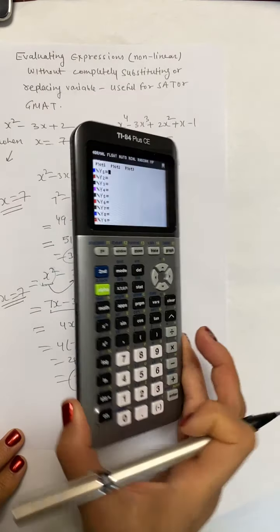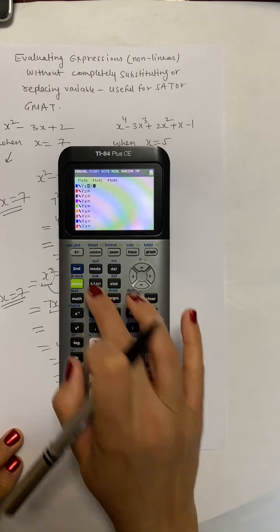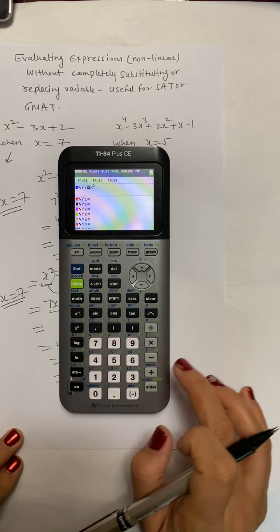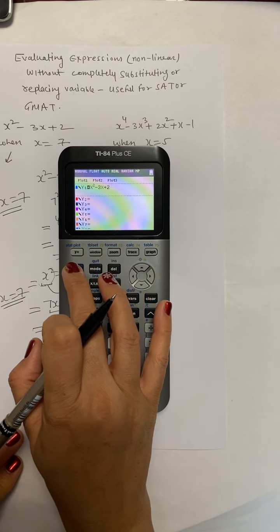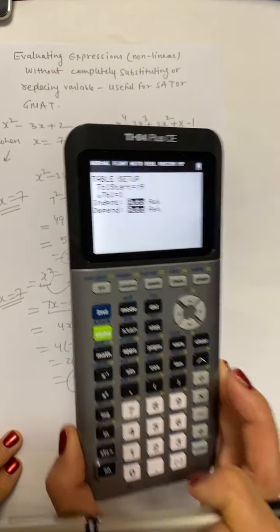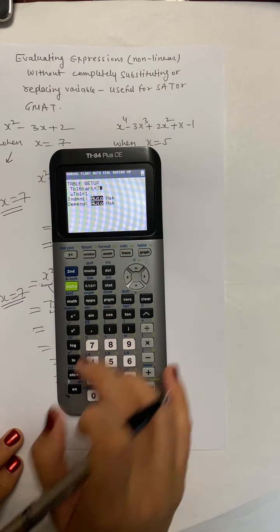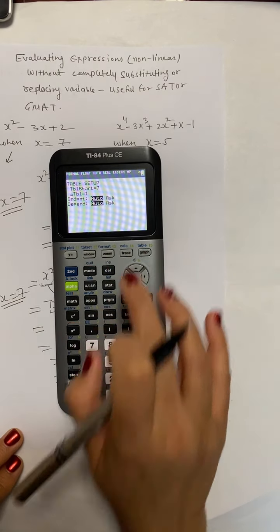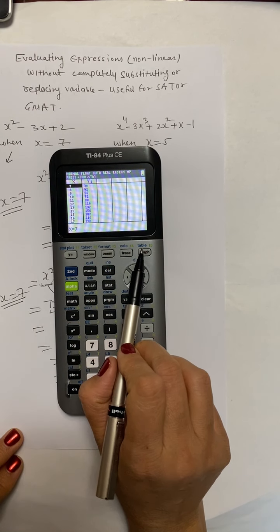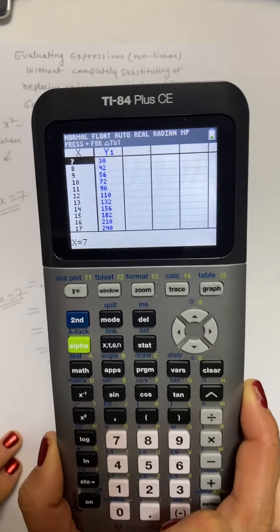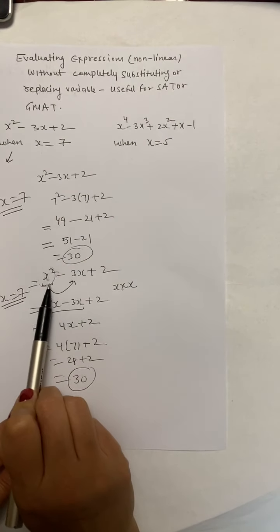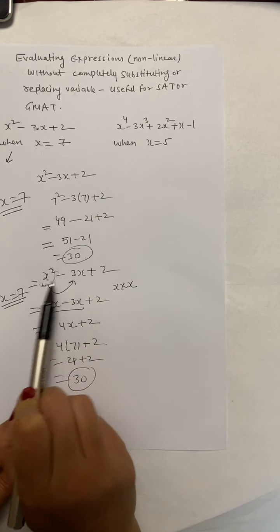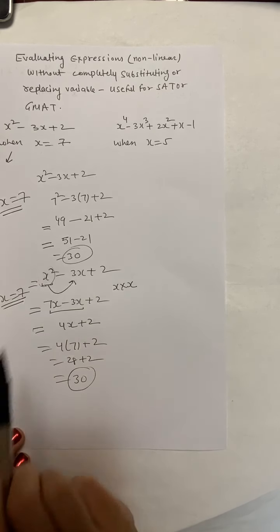So I enter x squared minus 3x plus 2, and I go to second table set. Because I want x to be 7, I set my table at x is equal to 7. Then I go to second graph, which takes me to the table, and you can see the value of the function is 30. So we got the right answer. But the trick is that you do not substitute completely. You just reduce it to the next term. Whatever you need to replace for that, just replace that much.